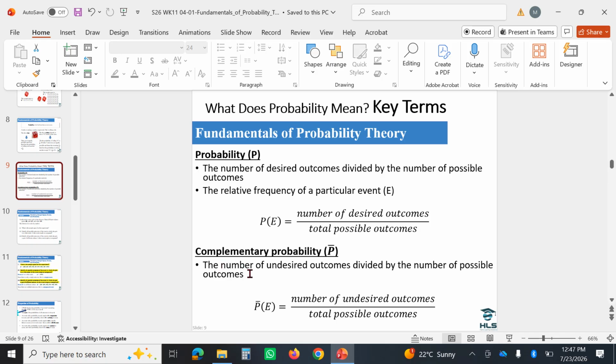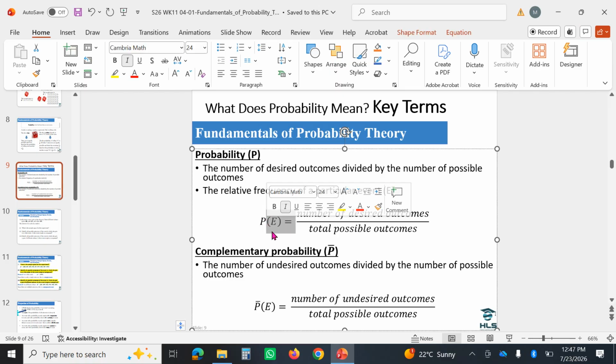So what does probability mean? Key terms here. The probability is the number of desired outcomes divided by the number of possible outcomes total. In this example, it's using P bracket E. It doesn't matter, you see P bracket A. Here we're talking about E, the event. A would also be the event as well.